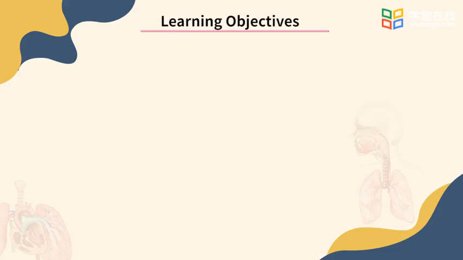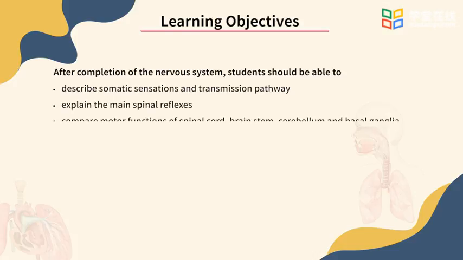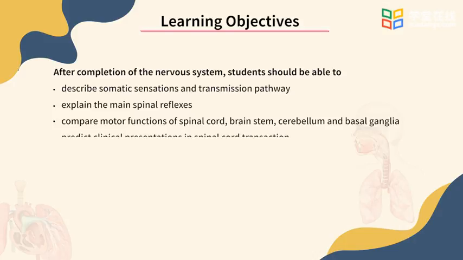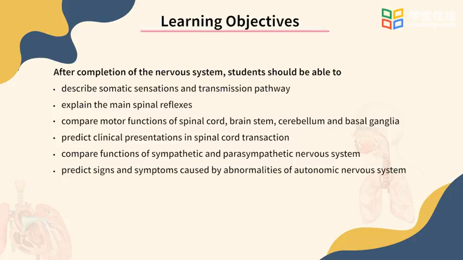After completion of the nervous system, students should be able to describe the somatic sensation and the transmission pathways, explain the main spinal reflexes, compare motor functions of the spinal cord, the brainstem, cerebellum, and the basal ganglia, predict clinical presentations in the spinal cord transection, and compare the functions of the sympathetic and the parasympathetic nervous system, and predict the symptoms and the signs caused by abnormalities of the autonomic nervous system.